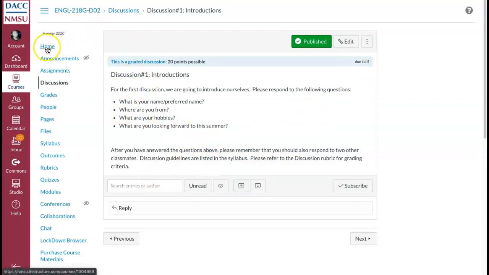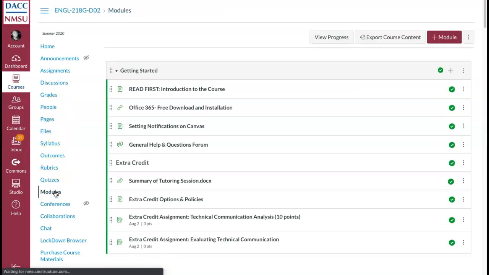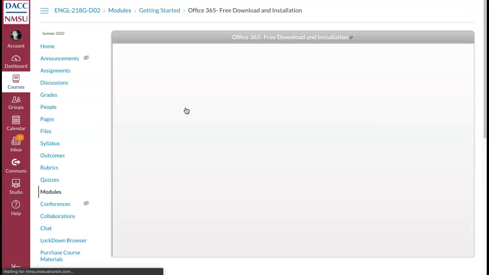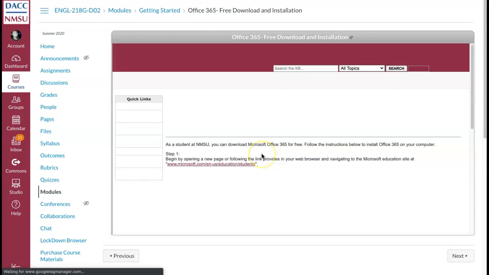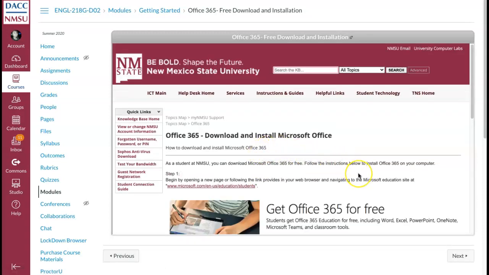So this course is basically designed by modules. So I suggest that when you are looking through this course, you don't go through files or anything like that. Basically, most of the things you need are in the modules. So as you can see, I just went over the introduction to the course, but you want to make sure that you visit all of these links in the module, because like for example, this one shows you how to download Office 365, because all of you get Office 365 for free through NMSU.